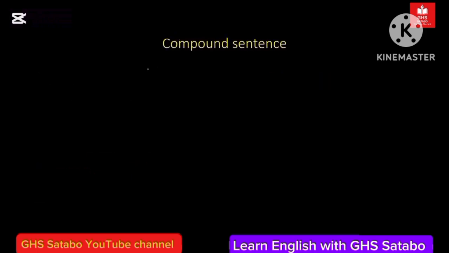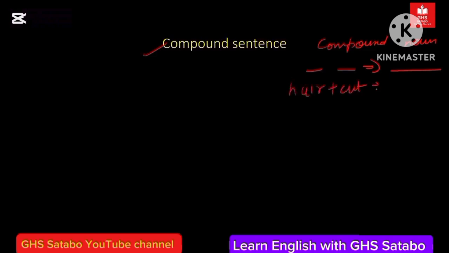Let's discuss the second type of sentence, that is compound sentence. So if you remember from your noun, we discussed a type of noun that was compound noun, in which you add two nouns to make one noun. For example, we discussed hair plus cut makes it haircut, and hence it's a compound noun. Similarly, you have compound sentences.